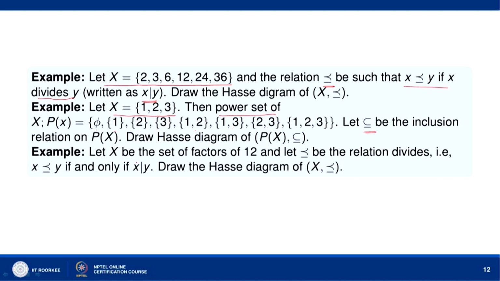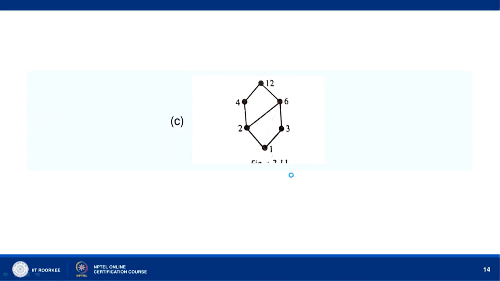Now, let us go to the third one. Let X be the set of factors of 12 and let the relation be divides, that is x precedes y if and only if x divides y. So, we take the divisibility relation. Let us draw the Hasse diagram of this. The factors of 12 are 1, 2, 3, 4, 6, 12.